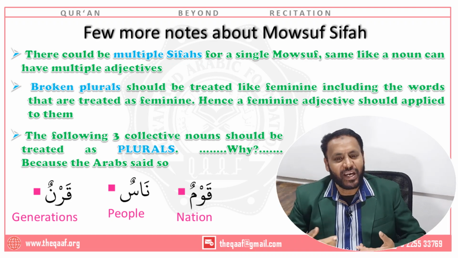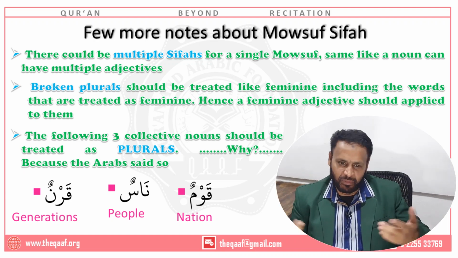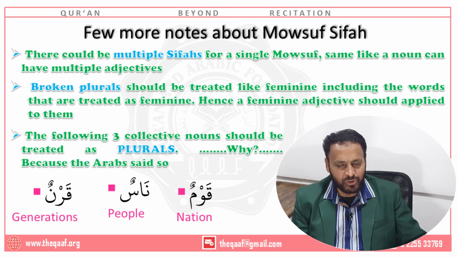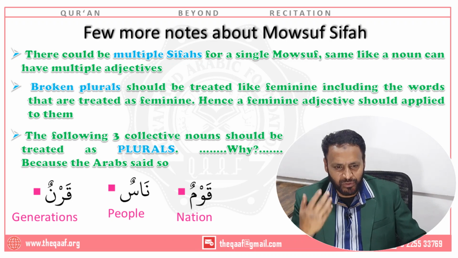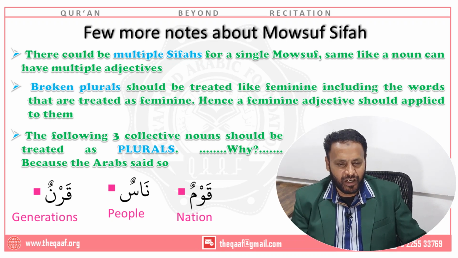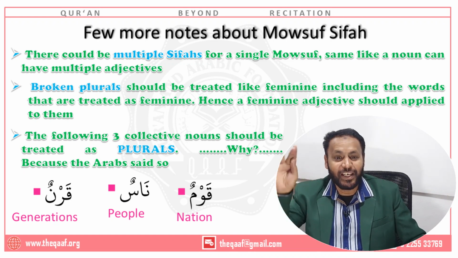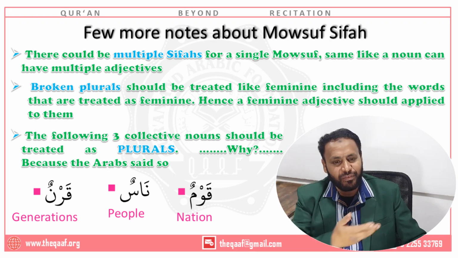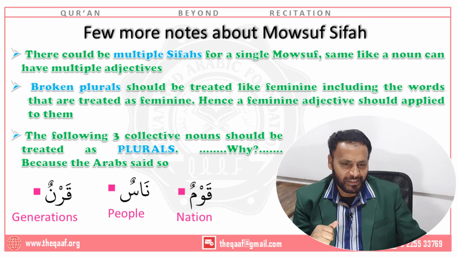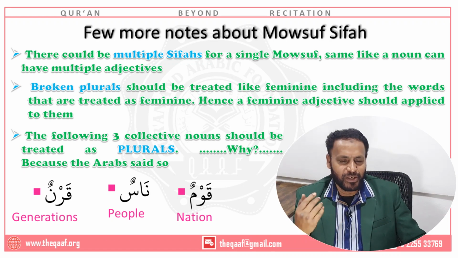So a single noun can have multiple adjectives. Similarly, one Mawsuf can have as many sifas as you want, if you want to describe in the same sentence. Look at the first verse of the Qur'an itself. Alhamdulillahi, Rabbil 'alamin, Ar-Rahman, Ar-Rahim, Maliki. Oh, one more sifa. Yawmiddin, Iyaka. You see, so many sifas are there for Allah there itself. 4 or 5 sifas after mentioning Allah.